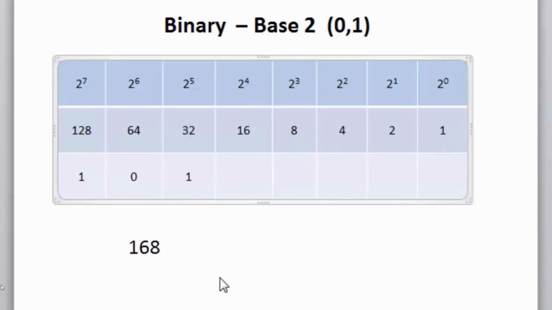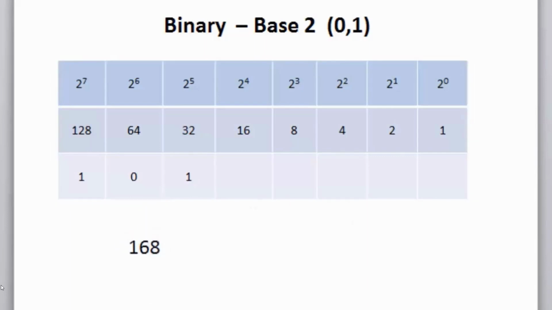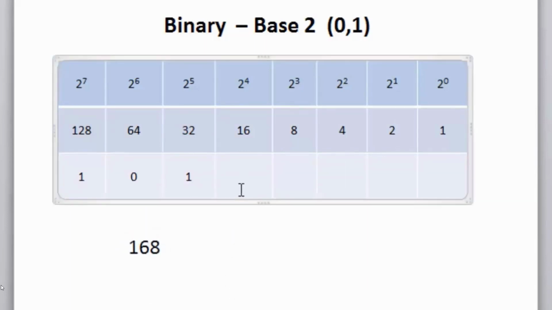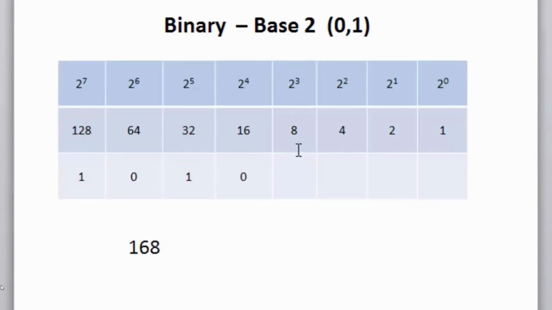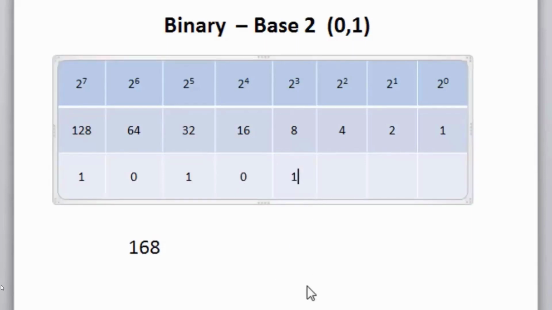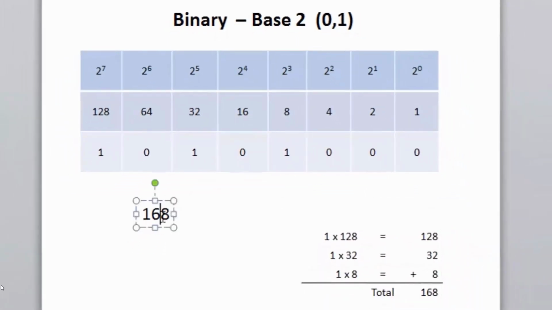Now I have 160. Do I need a 16? No, that would make 176, which would go over my target number of 168. I'll put a 0 here. What about an 8? If I add an 8, I'll hit the number perfectly. 128 plus 32 plus 8 is 168. I'll follow this up with zeros in the 4's place, the 2's place, and the 1's place. And 168 in binary equals 10101000.